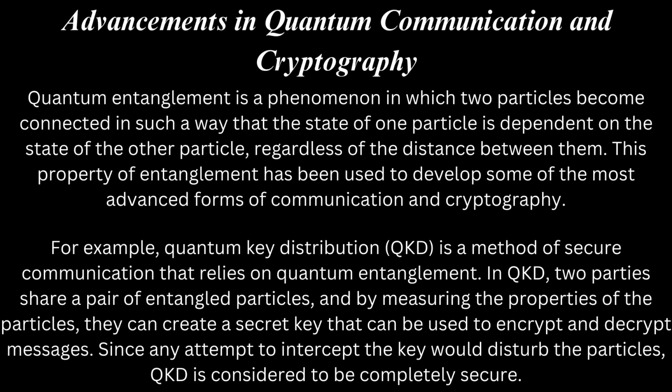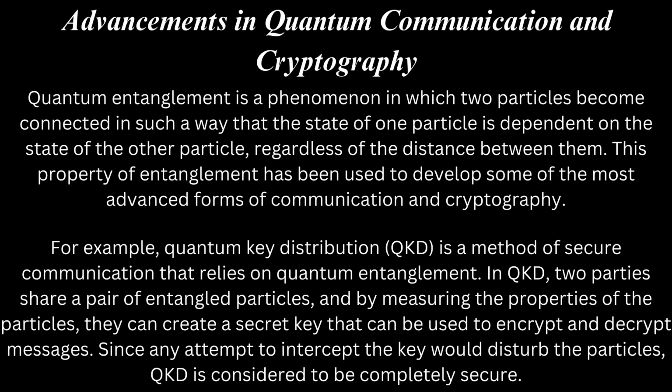Advancements in quantum communication and cryptography. Quantum entanglement is a phenomenon in which two particles become connected in such a way that the state of one particle is dependent on the state of the other particle, regardless of the distance between them. This property of entanglement has been used to develop some of the most advanced forms of communication and cryptography.